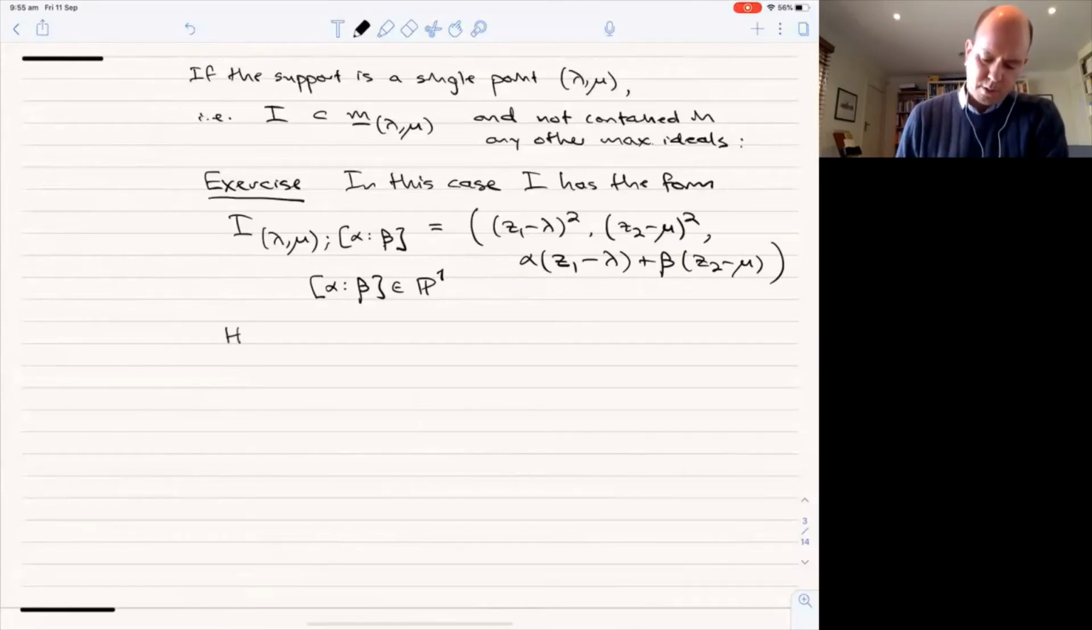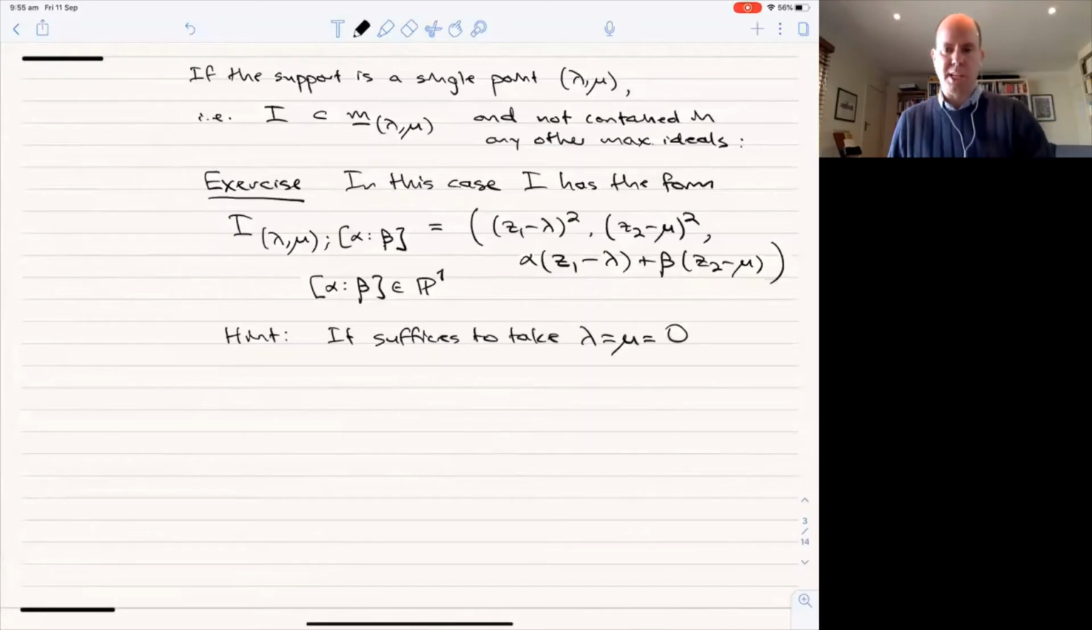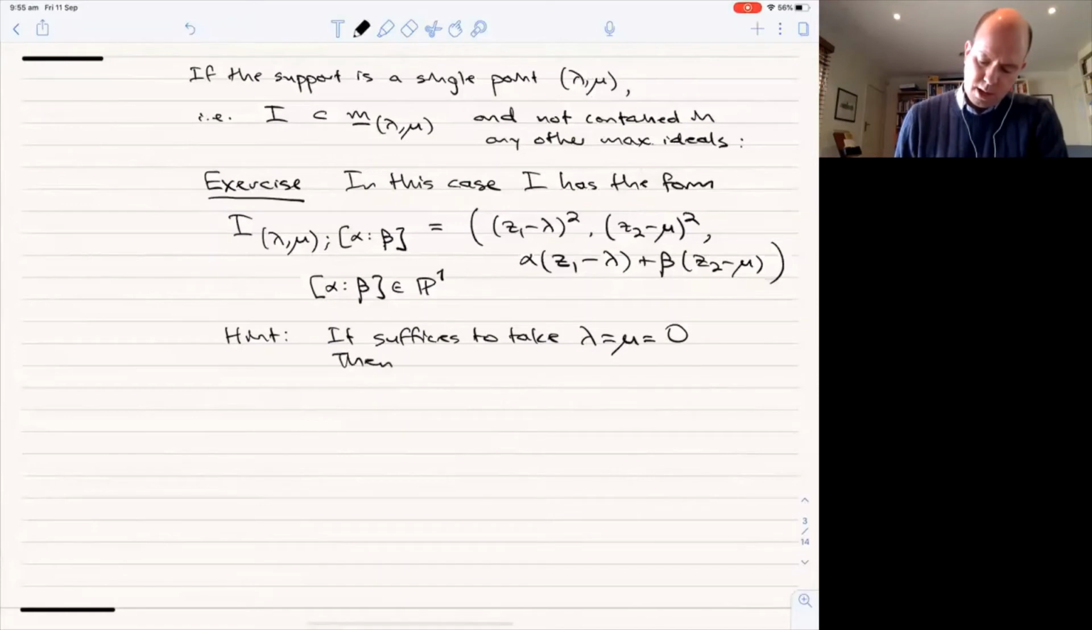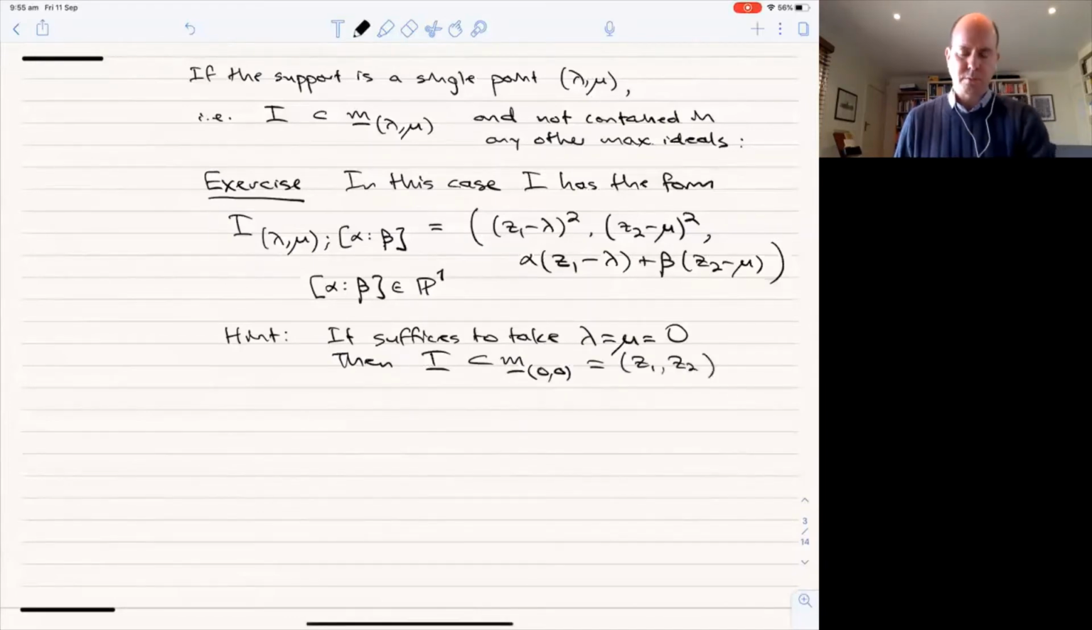So my hint for the exercise is that, firstly, it suffices to do this in the case where lambda and mu are both zero, which at least simplifies the notation, because you can just translate your variables Z1 and Z2. So you might as well just assume that the point you're talking about is the origin. And then you know that I is contained in the maximal ideal at the origin, which is the ideal generated by Z1 and Z2.